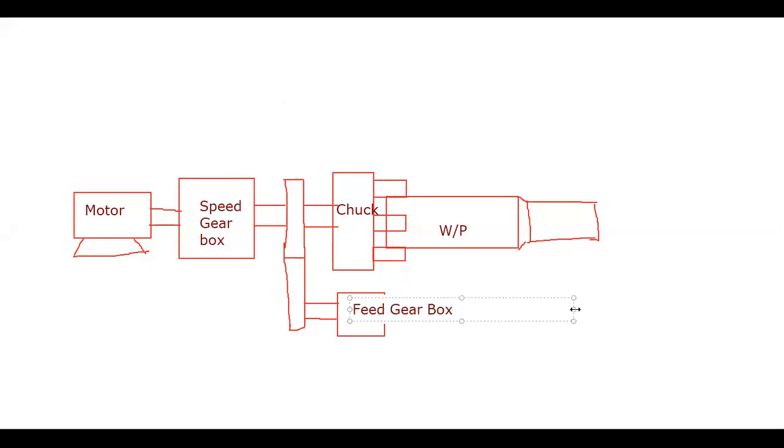Okay, that means there are two types of gearboxes. One is the feed gearbox and another is the speed gearbox. From the feed gearbox we are mainly getting the lead screw, which is connected through this. I'm just trying to draw. This is very difficult to draw, but still I'm trying.